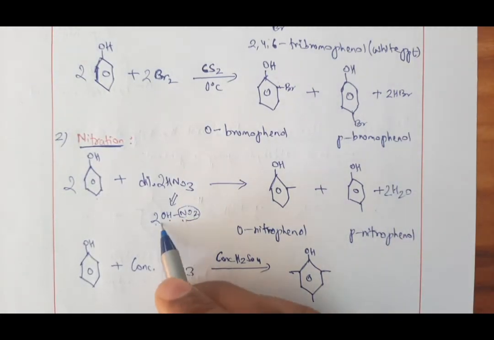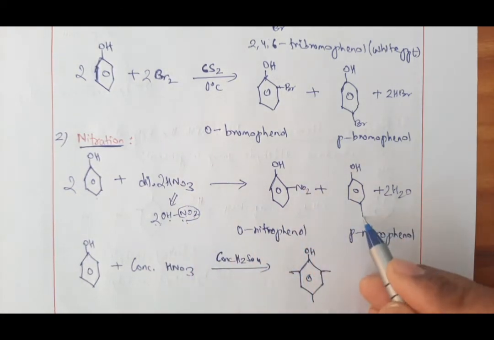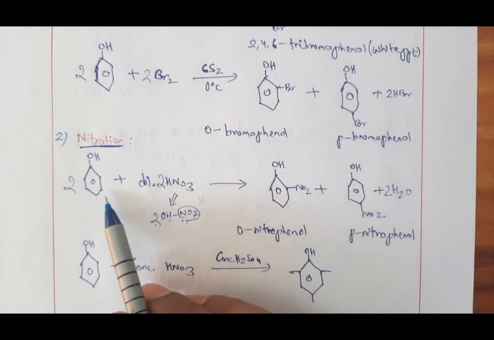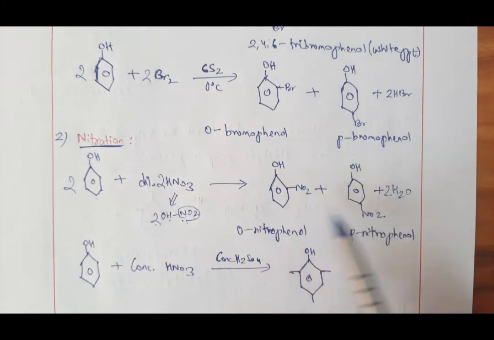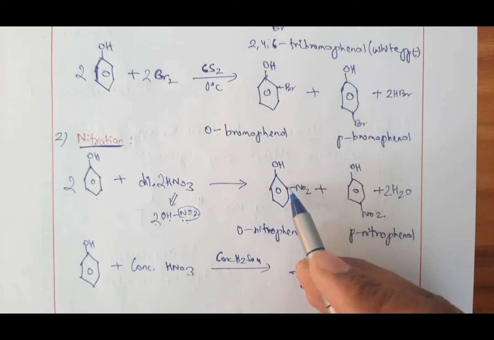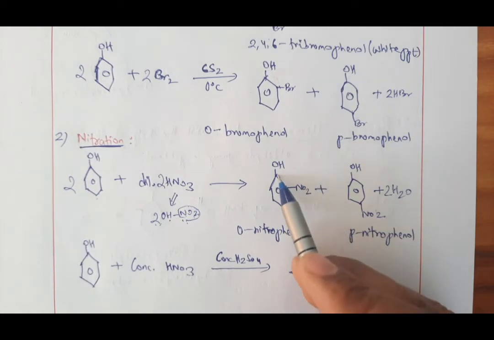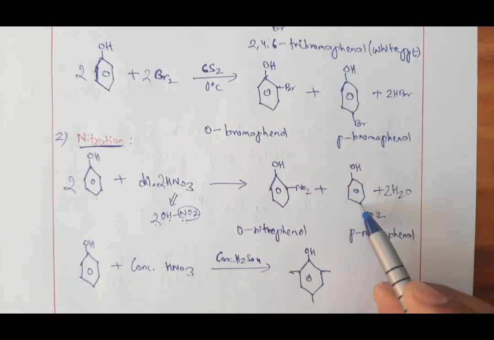Now 2 NO2 are left from nitric acid. Out of 2, 1 will go to the ortho position, 1 will go to the para position. So when you react phenol with dilute nitric acid, NO2 will enter separately at the ortho and para positions, forming these two products: this is the ortho position, so ortho-nitrophenol. This is the para position, so para-nitrophenol. Another name, if you count 1, 2: 2-nitrophenol. Another name, 1, 2, 3, 4: 4-nitrophenol.